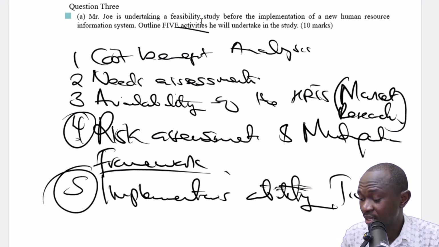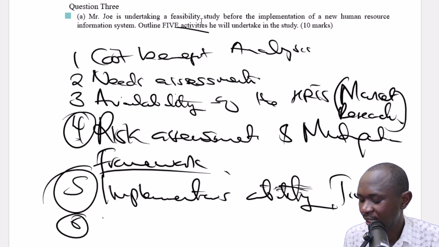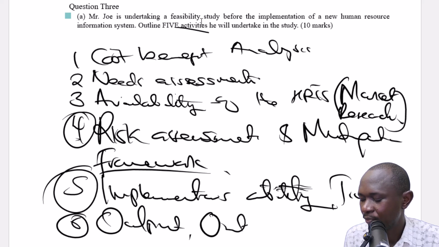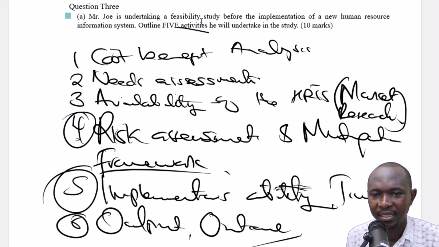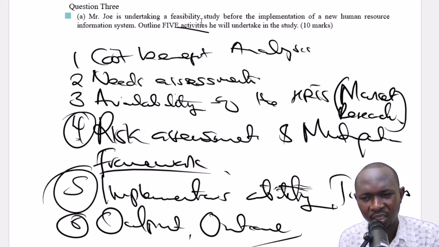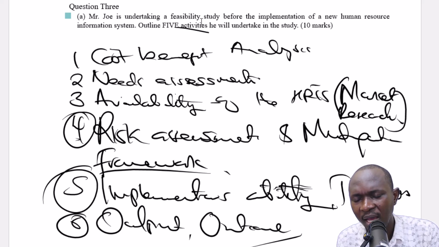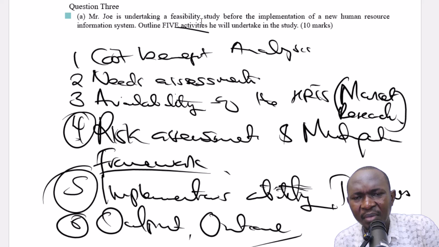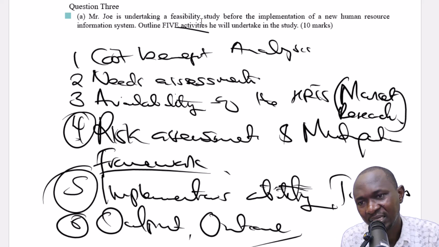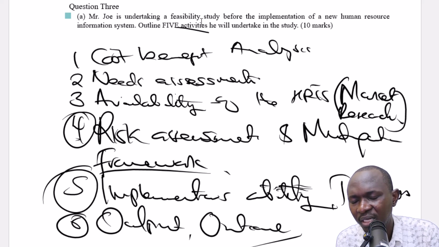And possibly we'll talk about also the entire implementation framework, where we'll be talking about the output and the outcome, to justify the need for this particular project. I mean, at feasibility study, we should be able to justify why that project is good and why we should go ahead and implement the project. So the output, the outcome, or rather we can just say the implementation matrix in totality will also have to be looked at here.